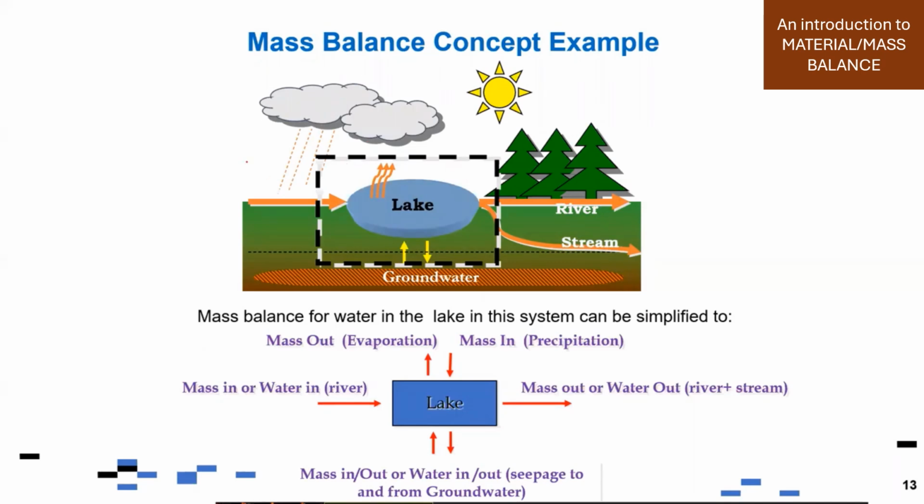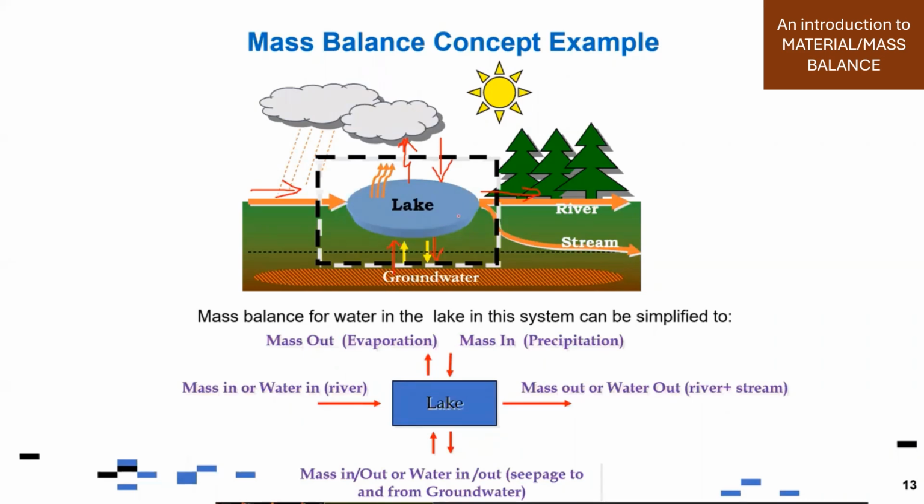So for the mass balance concept, we have this example here of a lake. In the lake, we have evaporation coming out. This is evaporation. We have precipitation coming in. We put the lake as a control volume. We have water coming from the river going to the lake. And then we have water coming out from the lake going to the river or the stream. We have some part of the water seeping into the groundwater, and some part of the groundwater seeping into the lake.